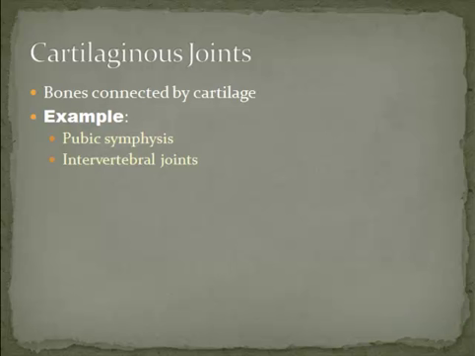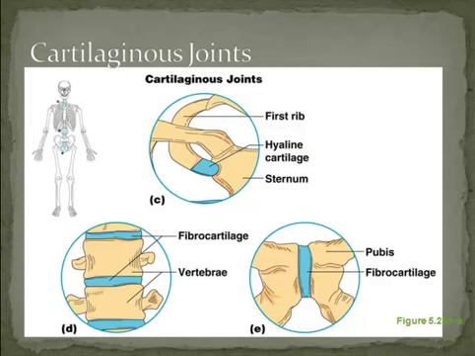Then we have cartilaginous joints. And these are bones that are connected together by cartilage. That's where they get their name. And some examples here are in the pubic bone and also in the intervertebral joints. So our vertebrae are connected together by cartilage. We have this fibrocartilage. So remember, we had some different types of cartilage. Before we were talking about hyaline cartilage, and hyaline cartilage is that type of cartilage that our skeleton is initially made of, and then it's replaced by bone as we age.